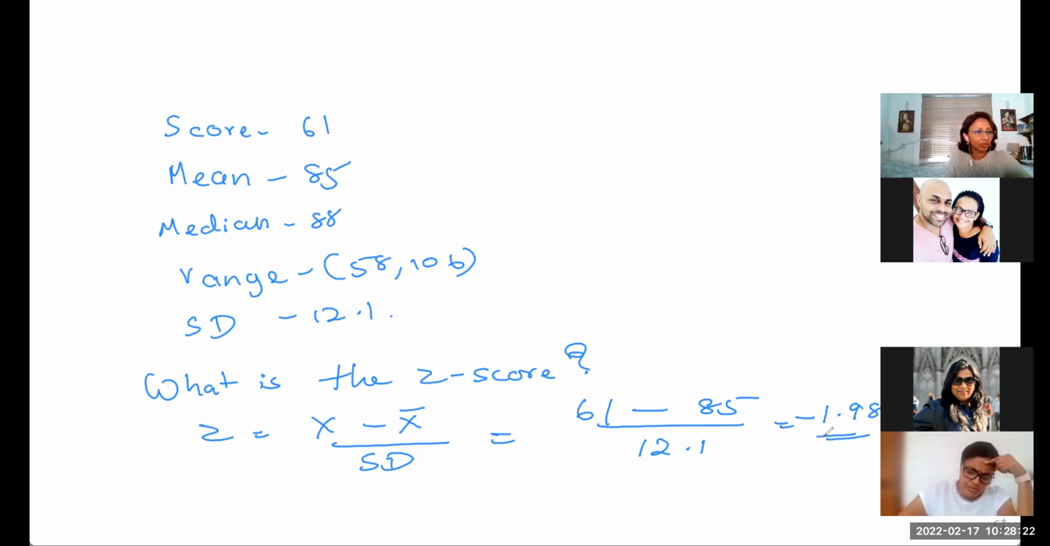Can everybody agree on this one? Yes. Okay. Right. So it's a minus 1.98. So I hope you managed to get that. Let's go to question 7.